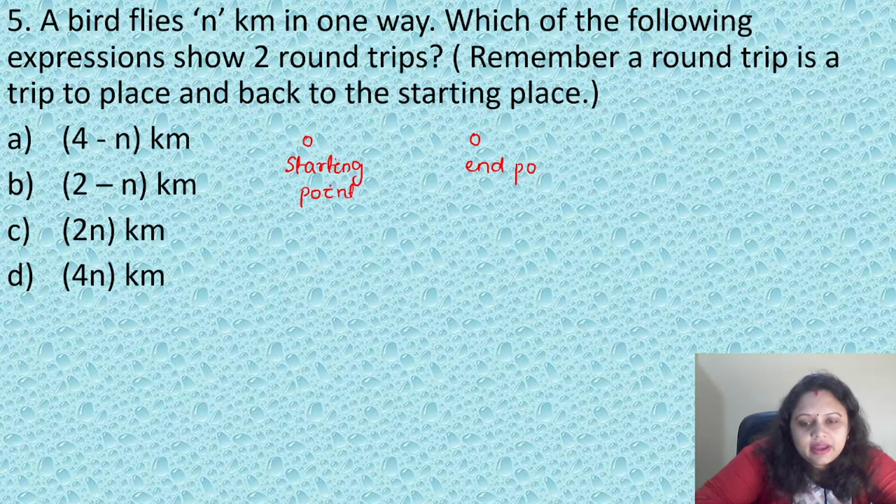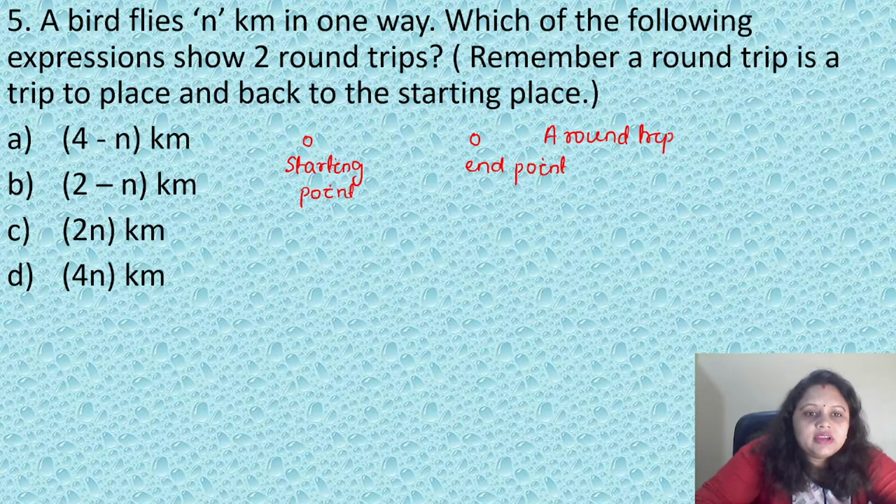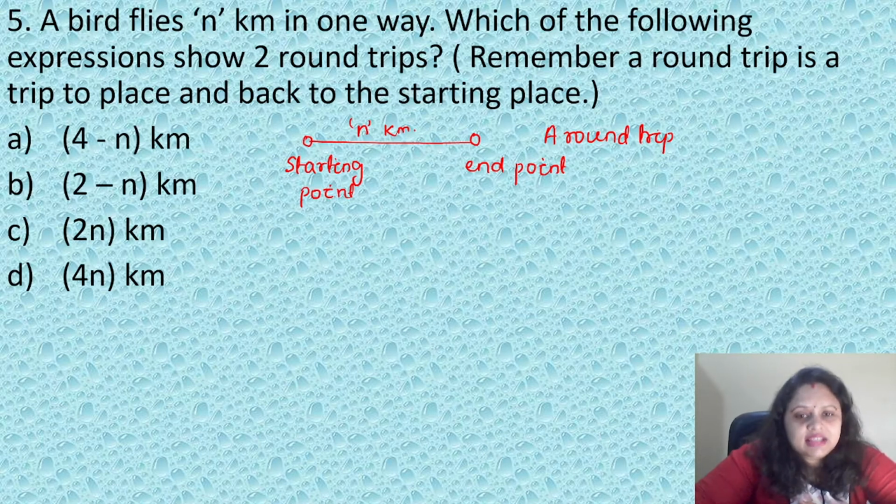It is the end point. So if a bird flies from starting point to end point and then end point to again starting point, it is called a round trip. Got it? So here a bird flies, how much distance does it cover? N kilometer. To go from starting point to end point, the distance is n kilometer.